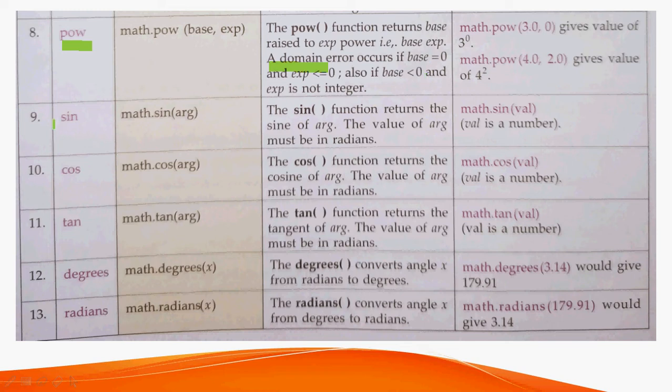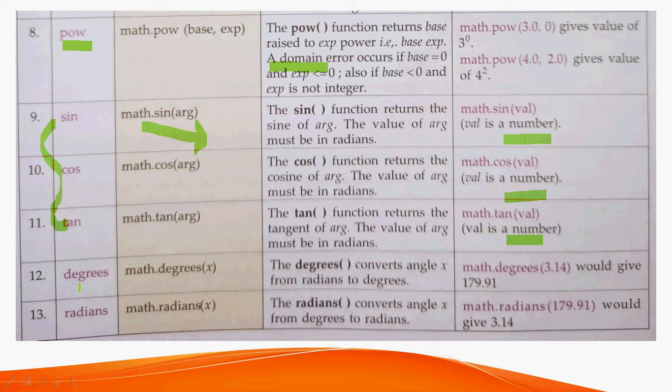Now we have the trigonometric functions sine, cos and tan. The normal simple syntax you can see here: math.sin(value), math.cos(value), math.tan(value). This will return the sine of the argument. Following is the example. Cos and tan value. Now the next one is the degree function.